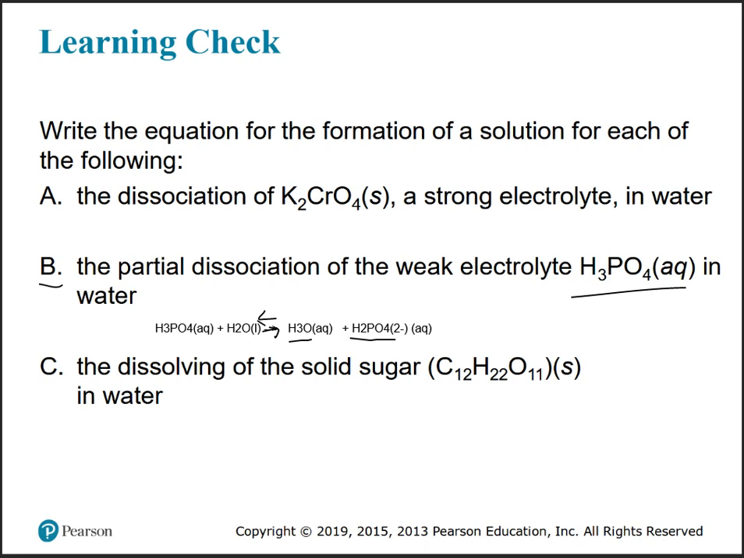So that was a little bit of a tougher one, but only because it had H3. The concept is the same. Questions on that?